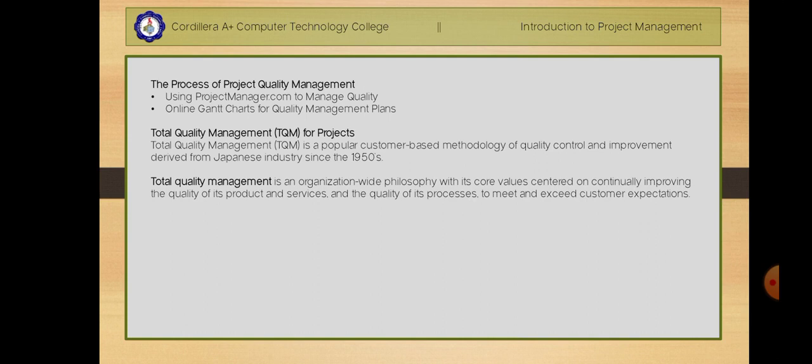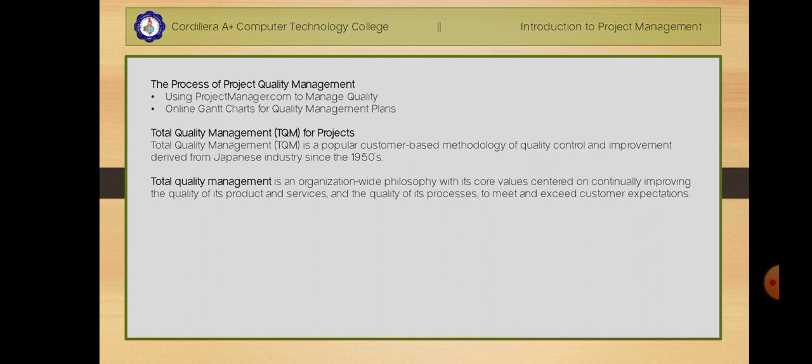So, isn't it great, it's nice to use. Okay, so next is we have the TQM for projects, or the total quality management for projects. Those were the two earlier, using projectmanager.com to manage quality and online Gantt charts for quality management plans. Those are the process of quality management. Okay, so next is we have the TQM for projects, or your total quality management.